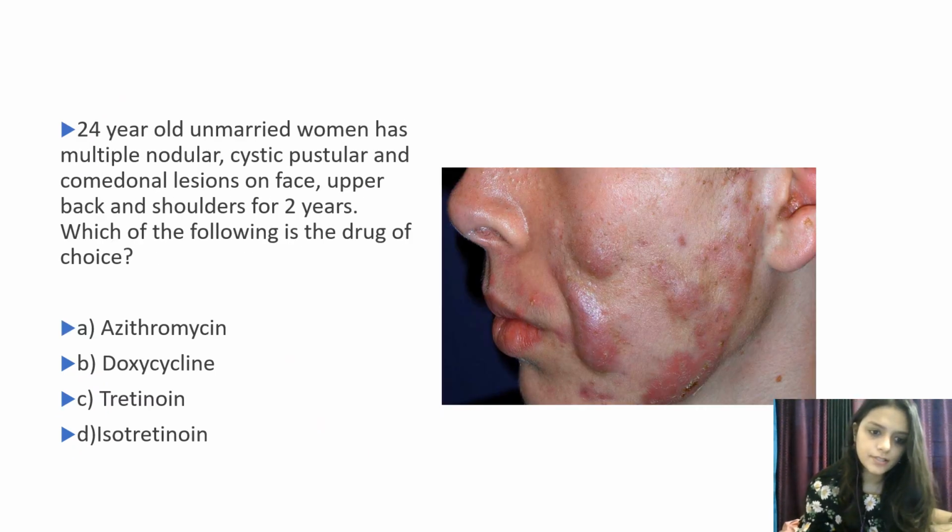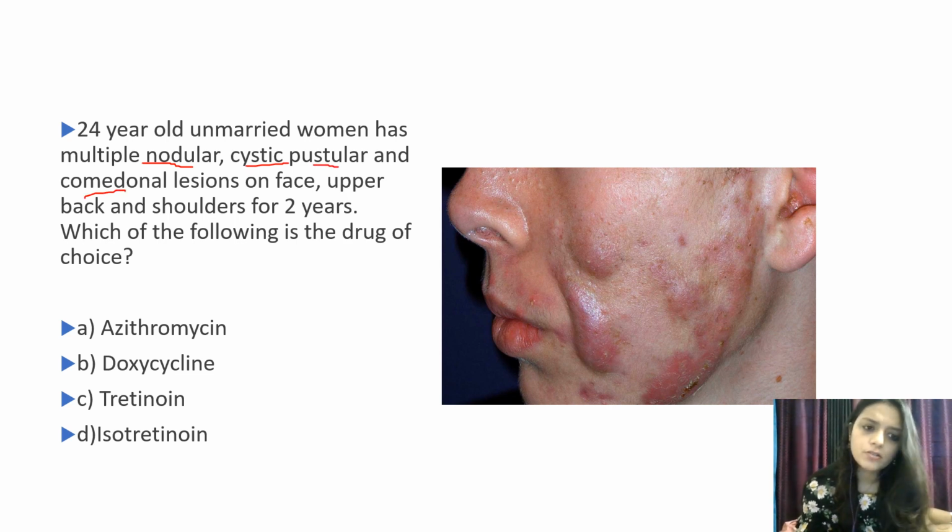So the next question is, a 24-year-old unmarried woman has multiple nodular, cystic, pustular, and comedonal lesions on face, upper back, and shoulders for 2 years. Which of the following is the drug of choice? So, they have given the picture. It looks scary. So it is a young female. She has multiple nodular, cystic, pustular, that means pus, and comedonal.